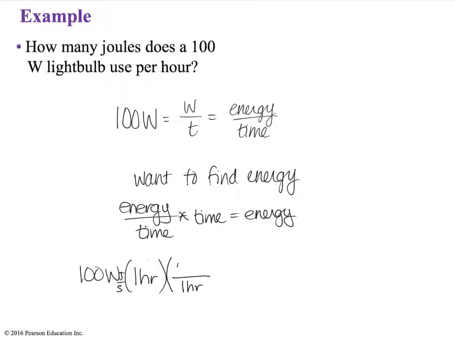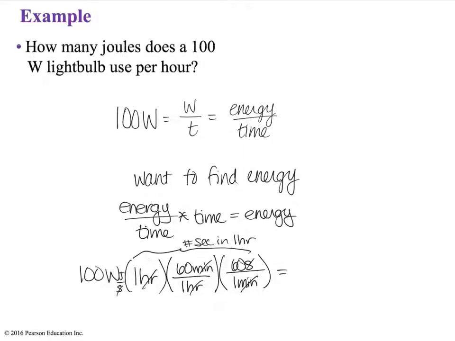1 hour is 60 minutes, and 1 minute is 60 seconds. Altogether this is the number of seconds in 1 hour. And so if we look at our units, hours cancel out, minutes cancel out, and seconds cancel out, and our answer is going to be in joules. And it turns out that it ends up being 3.6 times 10 to the 5th joules, and that's how much energy we've expended.